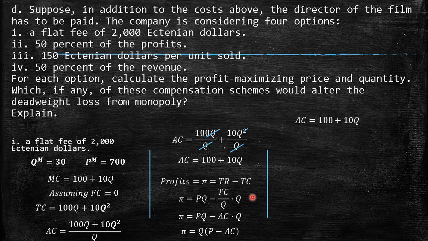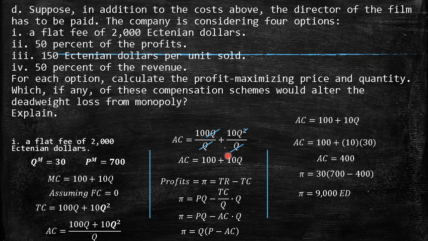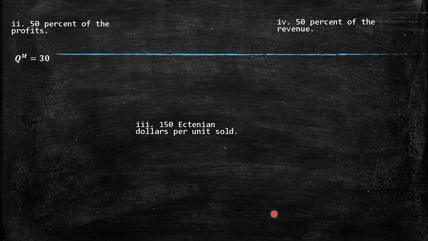Then we have that the average cost is 100 plus 10Q. We just replace Q, and the average cost is 400. Then Q is equal to 30, which was this one, times P, which is equal to 700, minus 400, which is the average cost. So it means immediately that this is the profits. Minus the director's fee, which is 2,000, it should be 7,000 Ectenian dollars. This should be the profits.